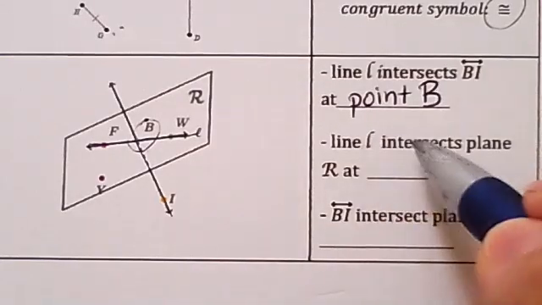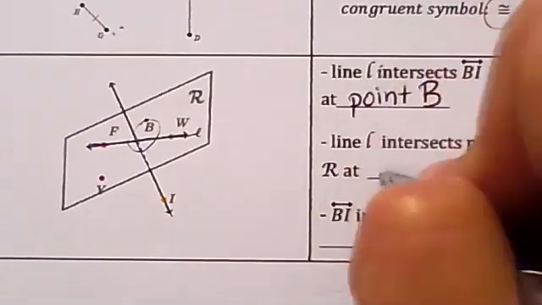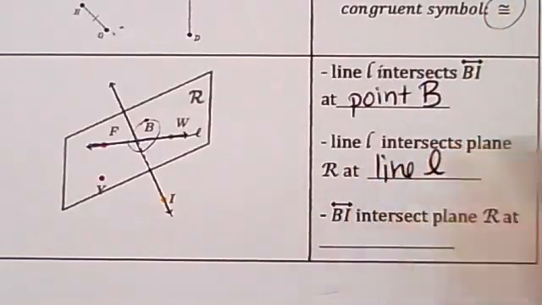So to fill in this one, line L intersects plane R at line L, because everything on line L is touching the plane. And that's what intersecting is asking, like, where are they touching?